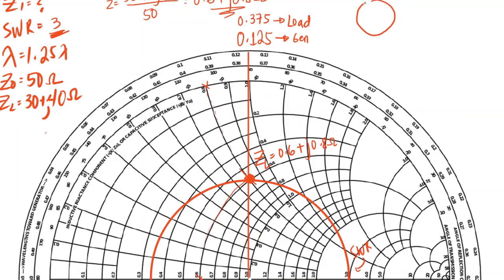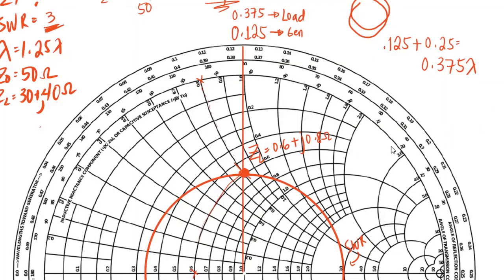So, our first full turn, let's say towards the generator, is 0.5, and then 1, and we just add the remaining 0.25. That means at the generator, it is 0.125 plus 0.25, which is 0.375 lambdas. Once again, we are moving towards the generator.